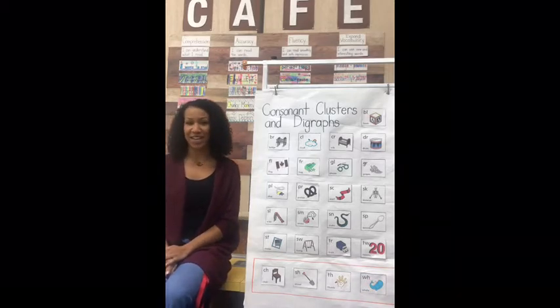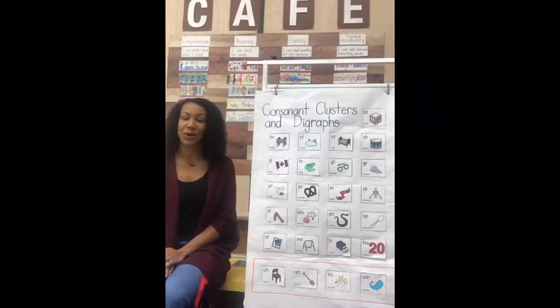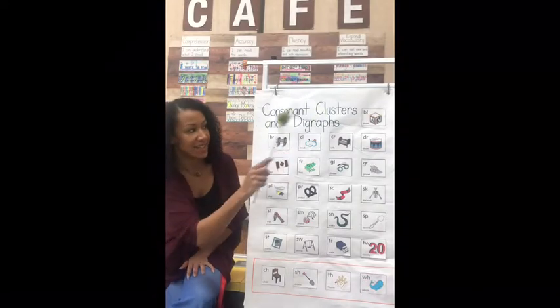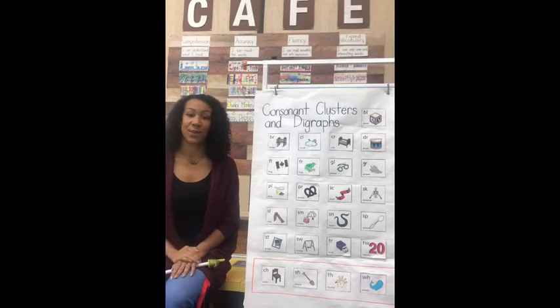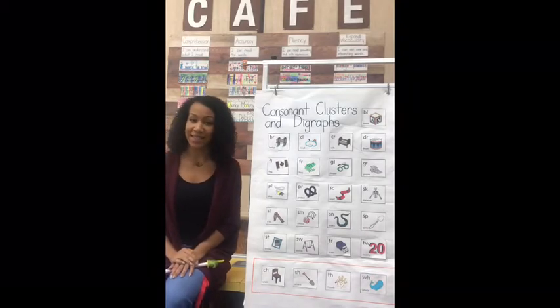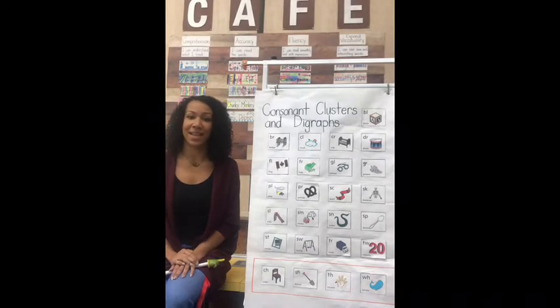Today for my Strategy Monday, I wanted to talk about consonant clusters and digraphs. Now, some of you saw this chart as we worked together in guided reading, but I didn't get a chance to work with all of you on it. So I'm hoping that this is a lesson that you can watch at home and practice at home.